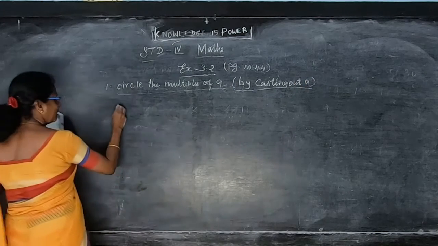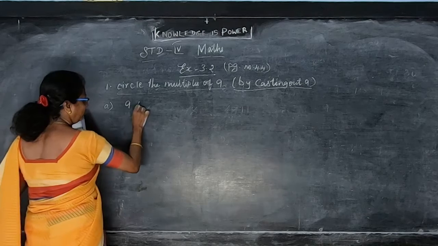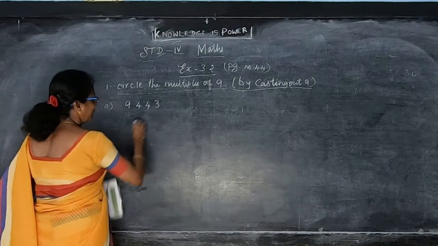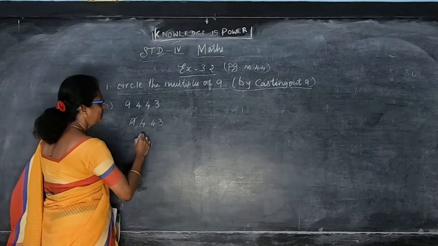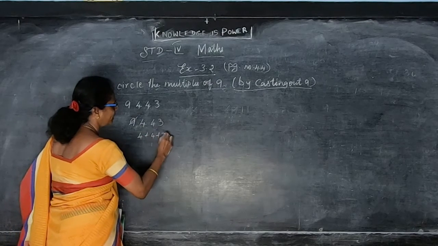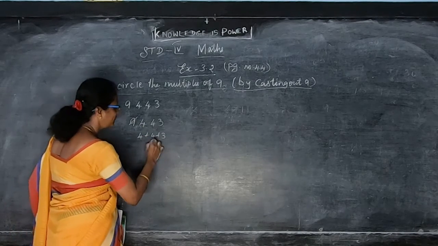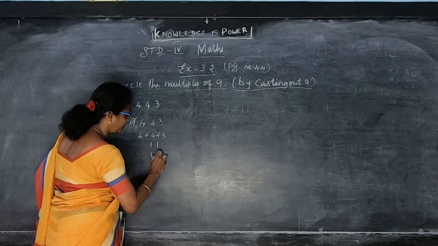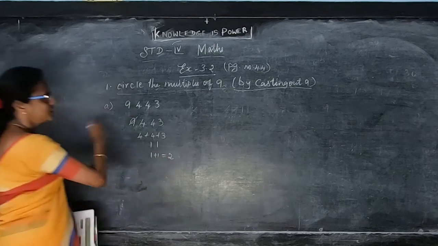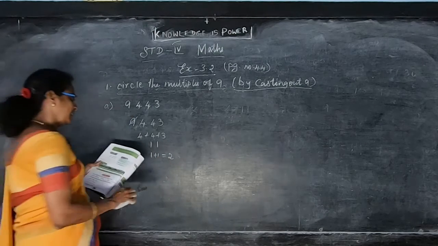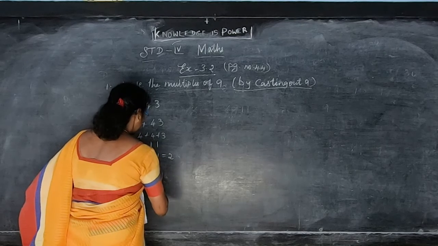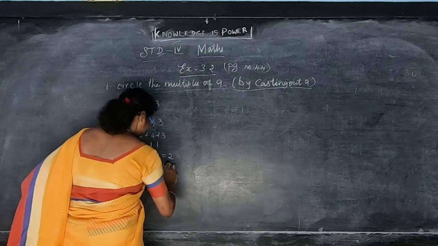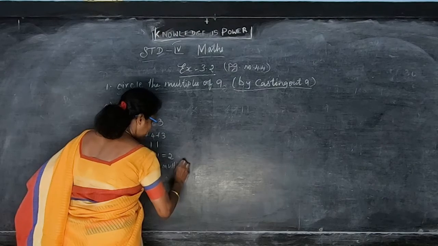So single number only, they are given a sum: 9 4 4 3. Once again, you take it and write it down. Strike off the 9. 4 plus 4 plus 3: 4 plus 4 is 8, 8 plus 3 is 11. This 11, if you put 1 plus 1, it is 2. So it is not a multiple of 9. Write no, not a multiple.